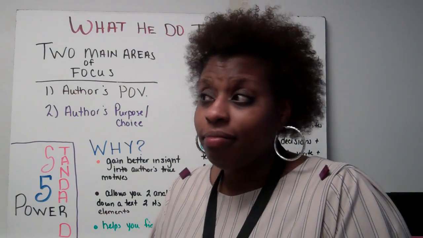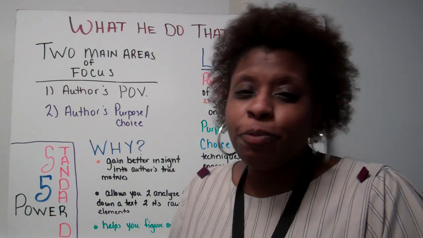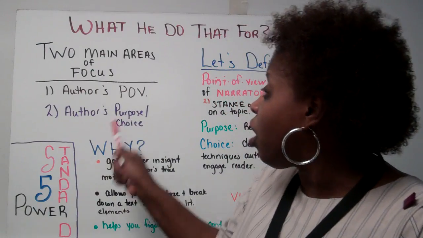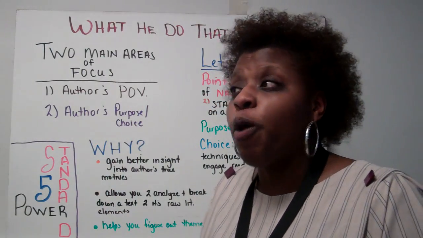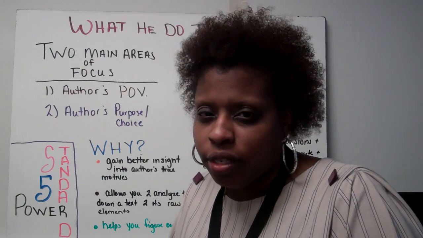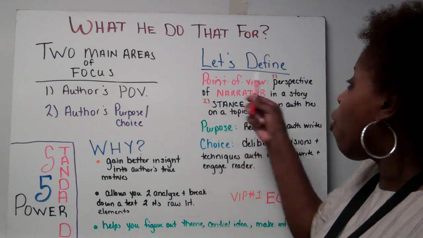Standard number 5. What do you do that for? So, in this power standard, we're really focusing on 3 main areas. We're focusing on author's POV, or point of view. We're focusing on author's purpose and author's choice. So let's do some defining. The first thing, point of view.